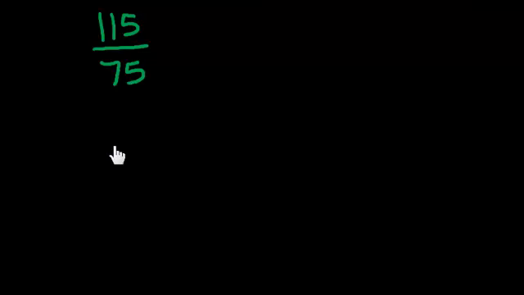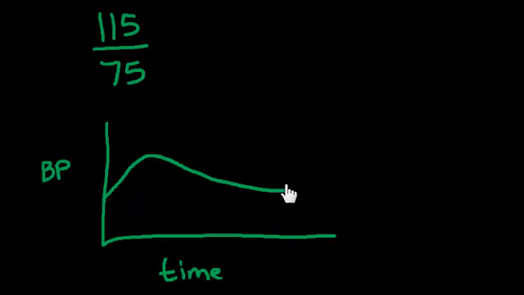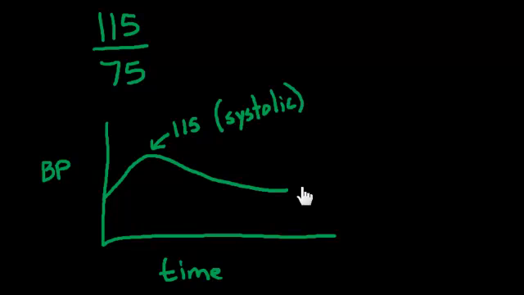And I had drawn a small figure for you where I had blood pressure on this side and I had time on this side. And I said that my blood pressure does something like that, where the peak is 115. This is the systolic blood pressure. And I said that the lowest point is going to be, for me, 75, and that was my diastolic blood pressure.